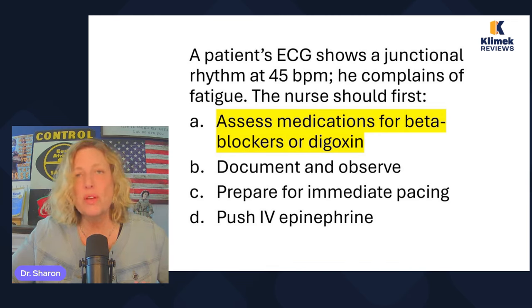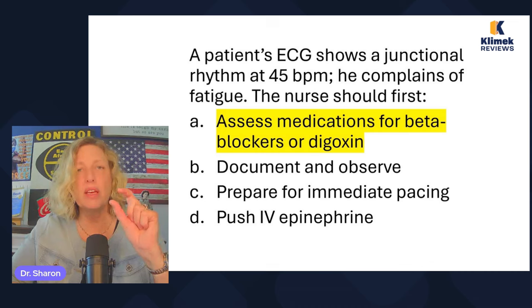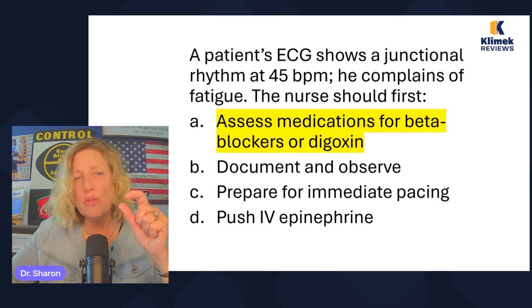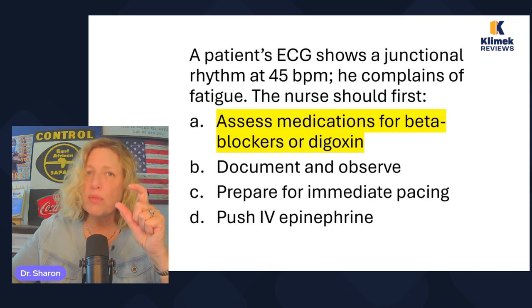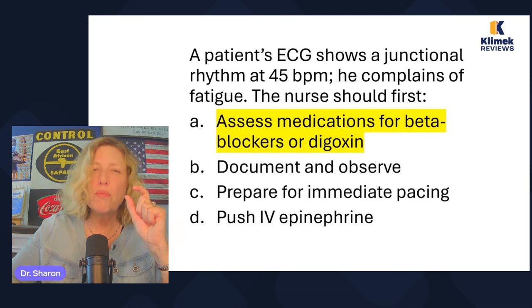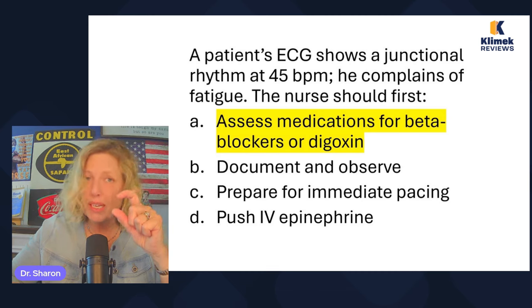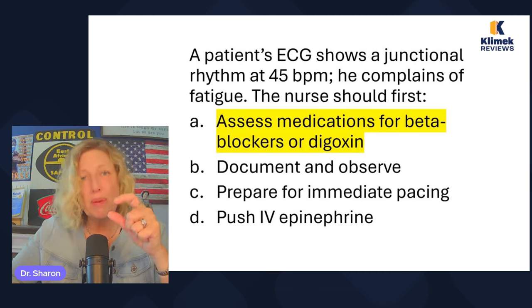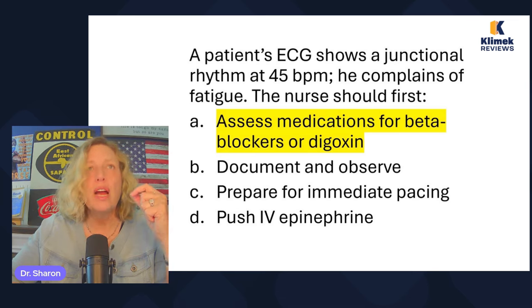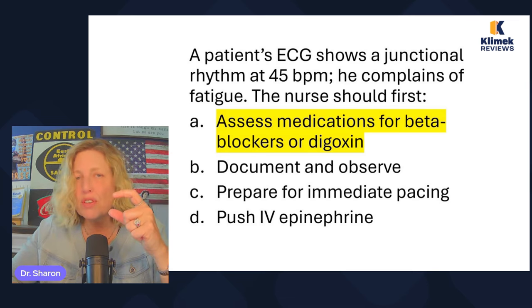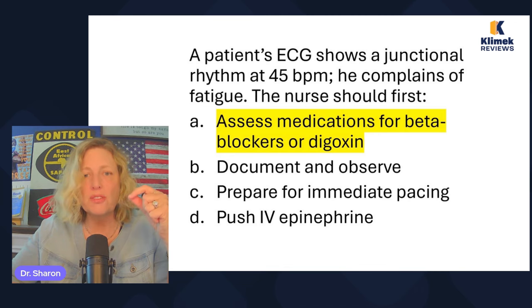So what is a junctional rhythm? A junctional rhythm is basically where the AV node is in control. Usually people with a junctional rhythm most of the time will end up getting a pacemaker, but it just depends on the patient, depends on how old they are, how aggressive they want to be in managing this, and so forth. So not every person in a junctional rhythm will end up with a pacemaker.